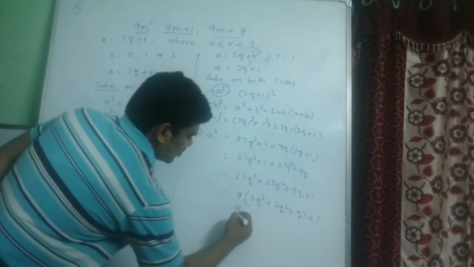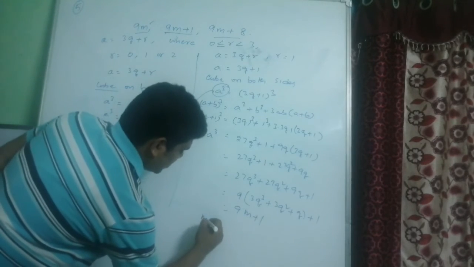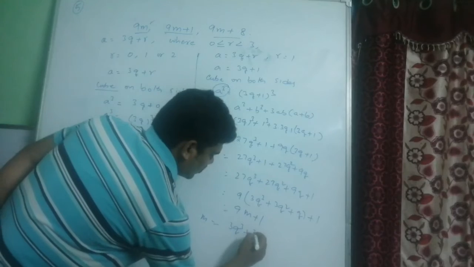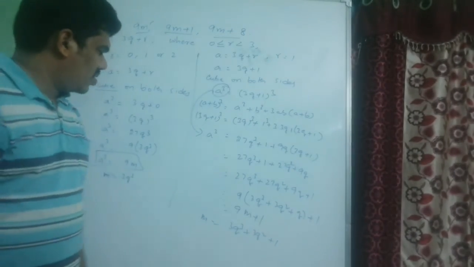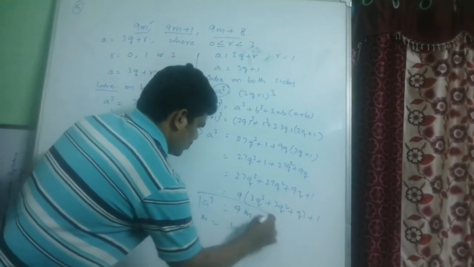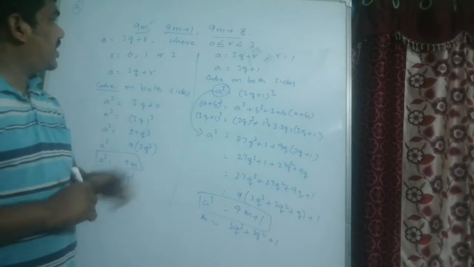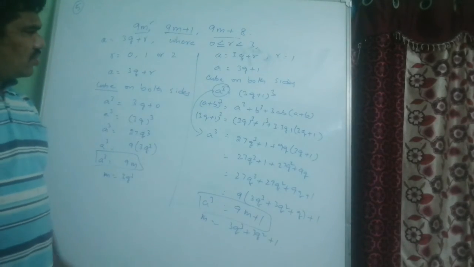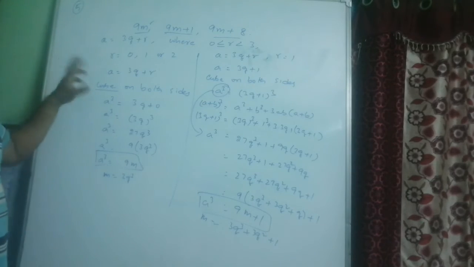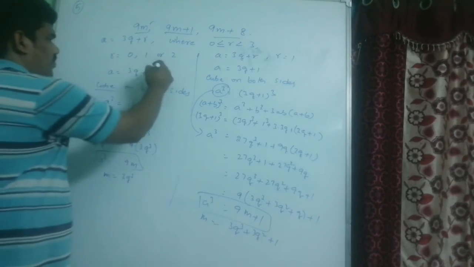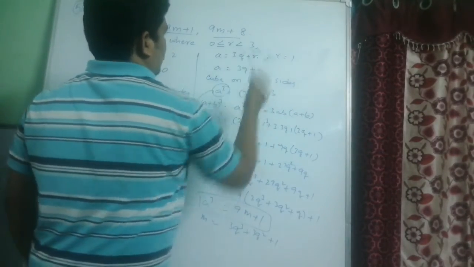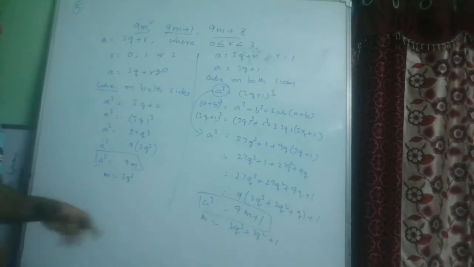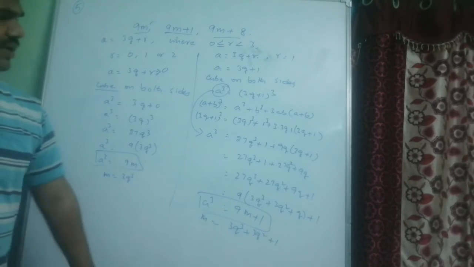Okay, so 9m plus 1, where m is 3q cube plus 3q square plus q. So again we have to find a cube equal to 9m plus 1. So in the first case r value 0, and here r value 1. So you take like this, and the formula should be important. The a plus b whole cube formula we can identify.